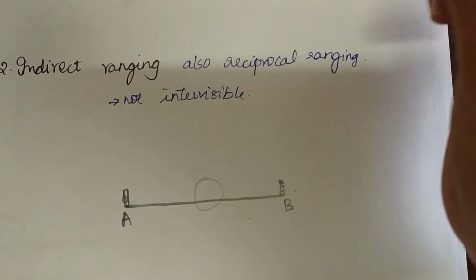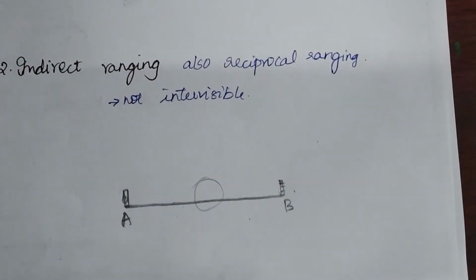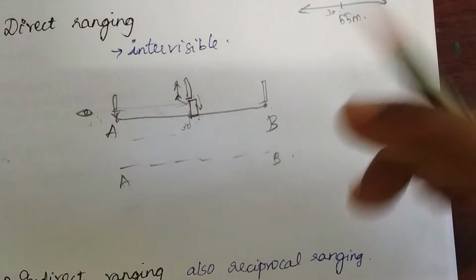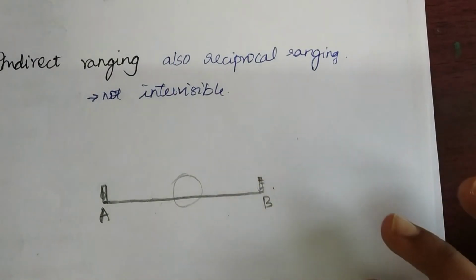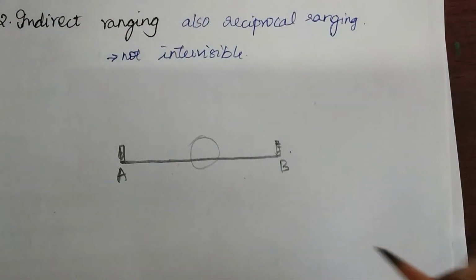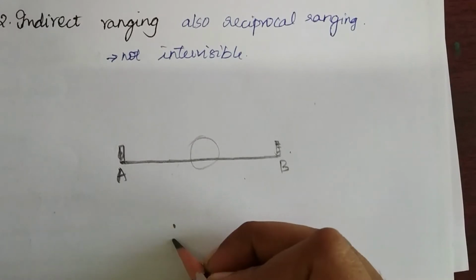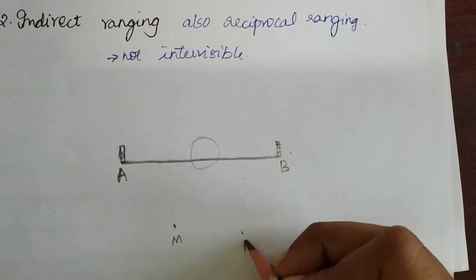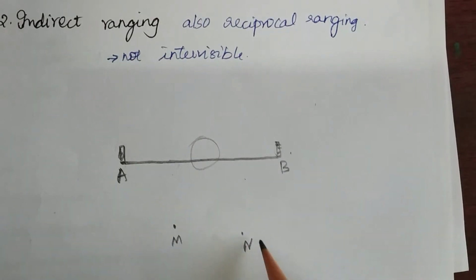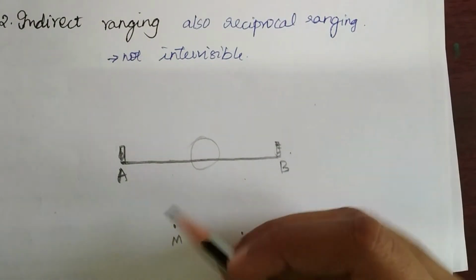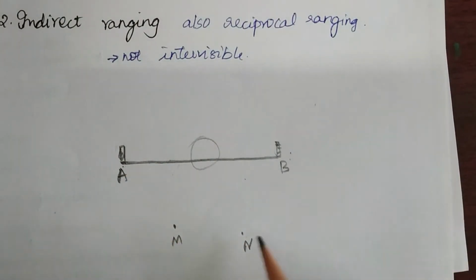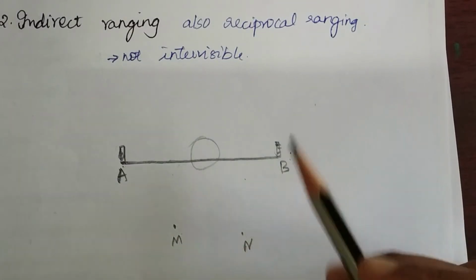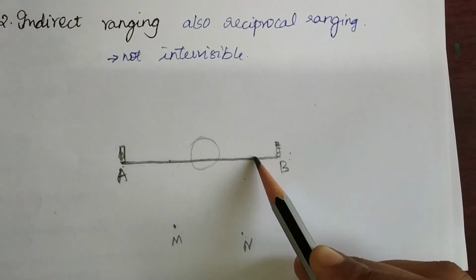Unlike direct ranging, we will set up two other intermediate stations here. In direct ranging, we set only one intermediate station, whereas in indirect or reciprocal ranging, we establish two stations, let the stations be M and N. So we will establish M and N in such a way that from N, A is visible, and from M, B is visible. Now that we have established M and N, we will keep changing the positions of M and N simultaneously till they reach the true line of sight between A and B.